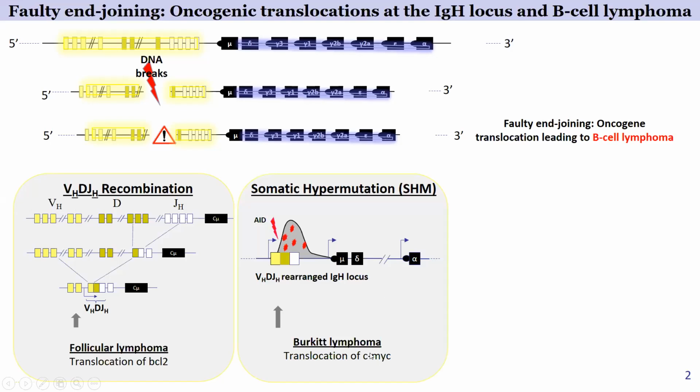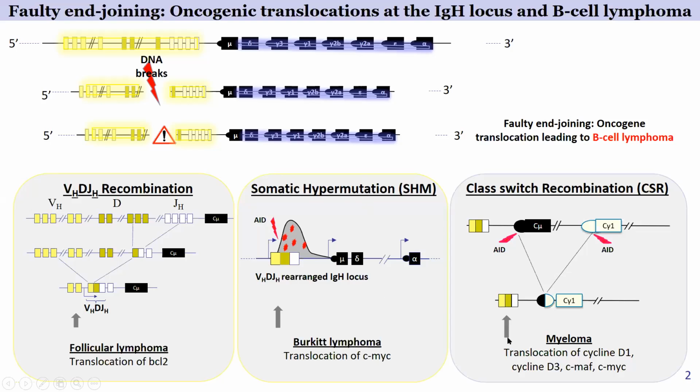The translocation of c-MYC in Burkitt lymphoma takes place during somatic hypermutations, which is essential to affinity maturation, and the translocation of cyclin D1, D3, c-MAF in myeloma takes place during class switch recombination, which is important to change the immunoglobulin isotype, here from an IgM toward an IgG1, for example.